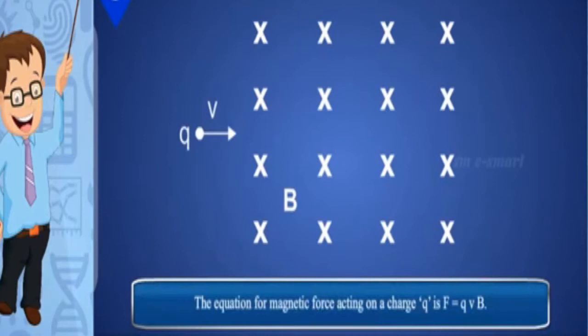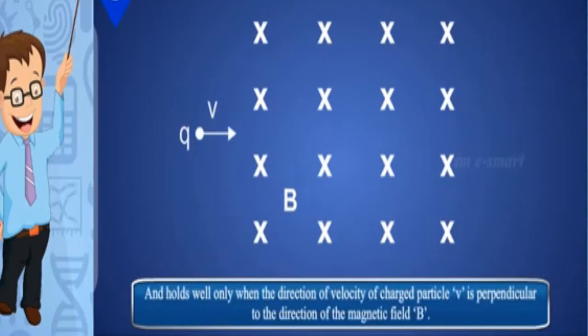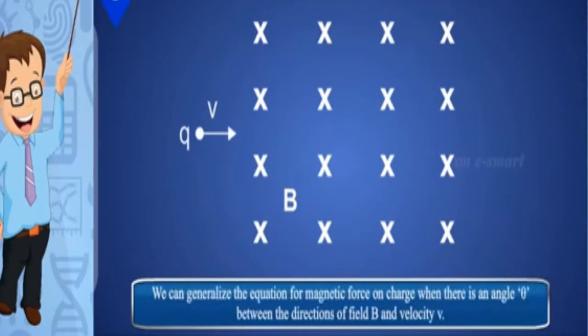The equation for magnetic force acting on a charge Q, F equals QvB, holds well only when the direction of velocity of charged particles v is perpendicular to the direction of the magnetic field B. We can generalize the equation for magnetic force on charge when there is an angle theta between the directions of field B and velocity v.